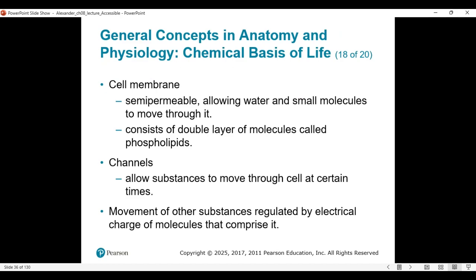Cell membrane, it's semi-permeable. This will allow water and small molecules to go back and forth and move through it. It consists of a double layer of molecules called phospholipids. Inside the cell, you've got channels. This is how substances move through the cell at certain times. Movement of other substances is regulated by electrical charges of the molecule.